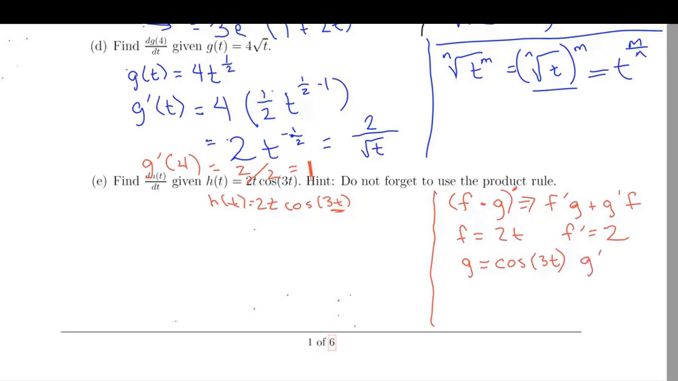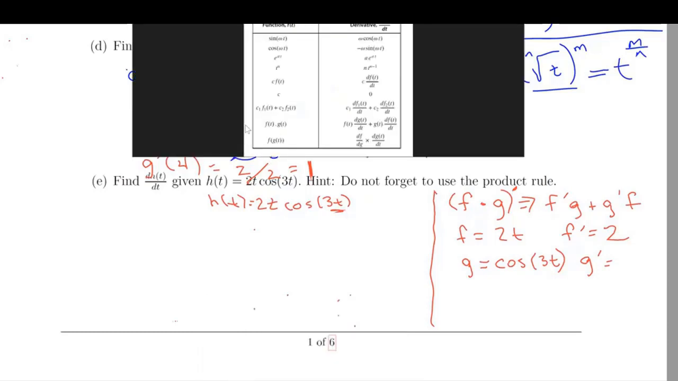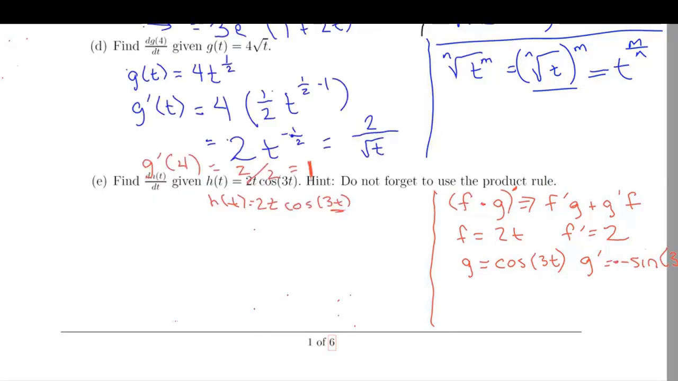What would G prime be? Do you have the derivative sheet in front of you? It would be negative sine of 3... you're very close. The derivative of cosine of omega t: if omega is 1, then cosine of t gives negative sine. But we have that omega, so negative 3 sine of 3t. Okay, good.